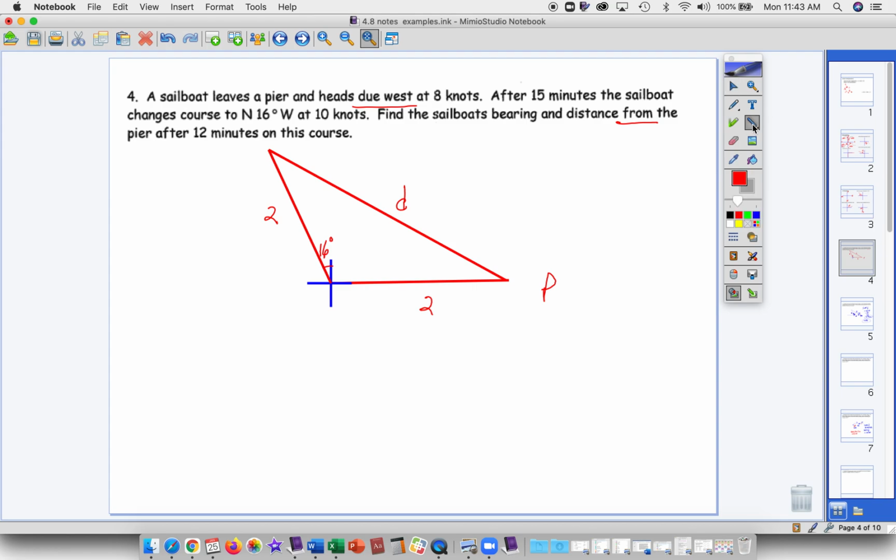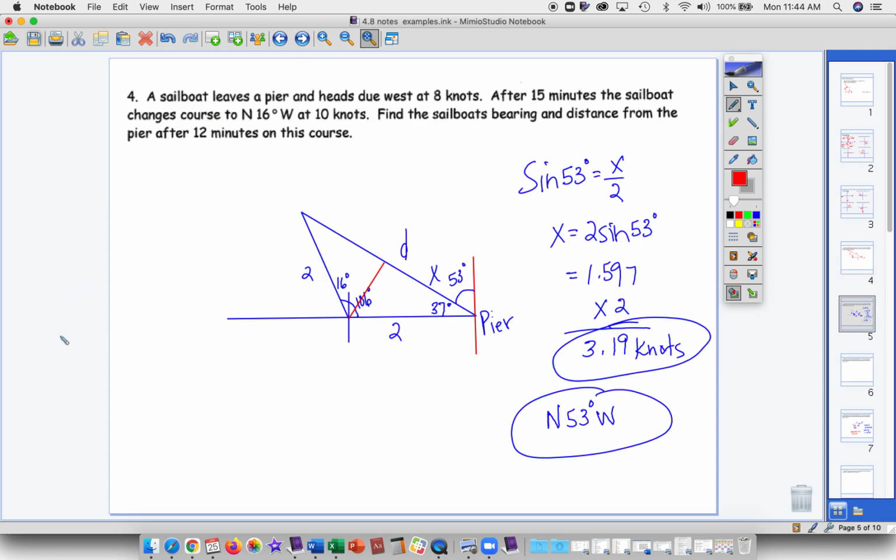So what you're looking for is this angle here, right? However the bearing is given to you is how you want to give your answer back. So this is the type of bearing with direction. So your bearing angle here should be a value associated with direction. And then you're also finding this distance from the pier to the current location of the sailboat. So pause the video, see if you can find these two things, and then come back when you're done.